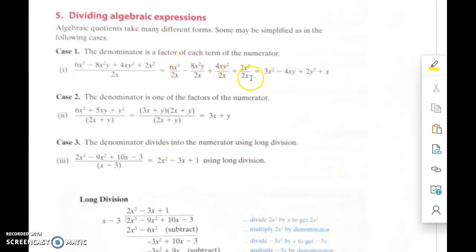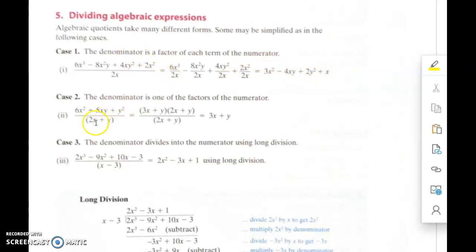So 6 divided by 2 is 3. X cubed divided by x is x squared. 8 divided by 2 is 4. X squared divided by x is x. And you can't divide the y, so you just write it down. Then 4 divided by 2 is 2. X divided by x, they divide out, and you're left with y squared. And then 2 divided by 2 is 1, and x squared divided by x is x.